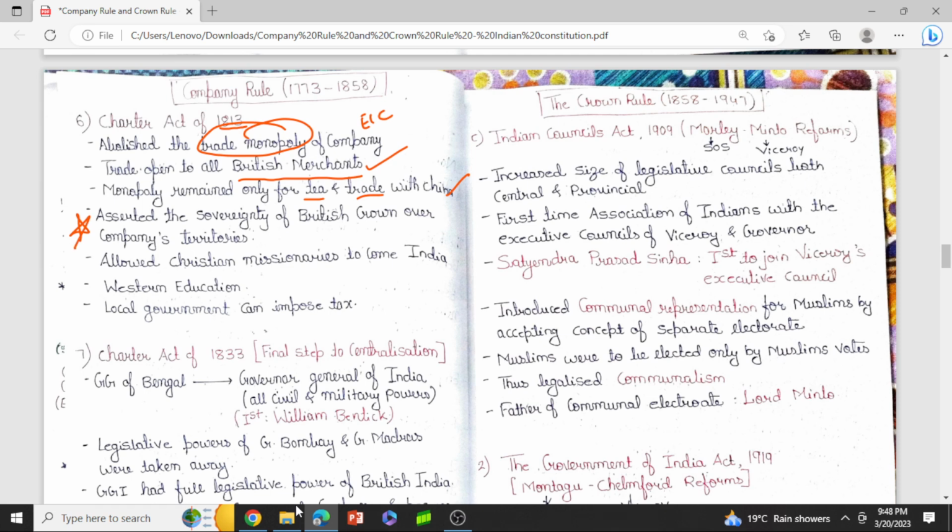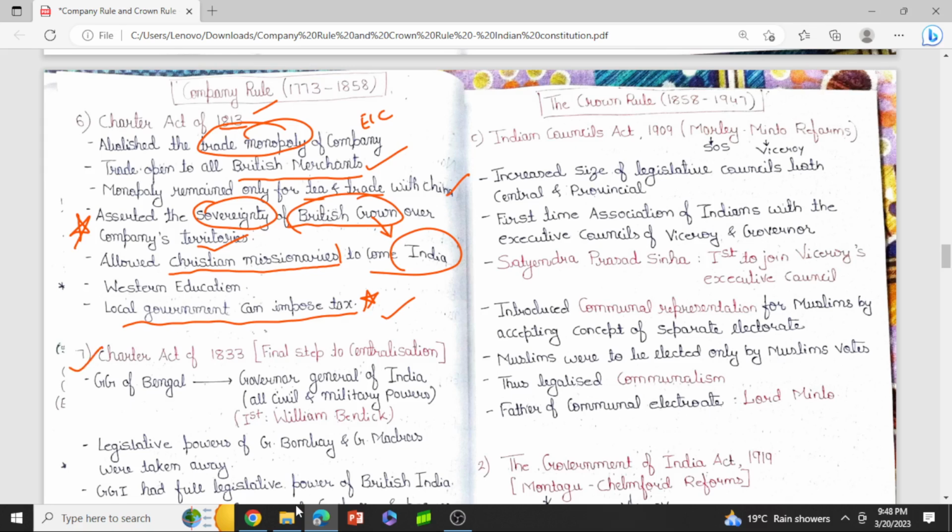This charter asserted the sovereignty of the British crown over the company's territory. Means the British crown, the British government, is having complete sovereignty, complete control over the company's territories. This allowed Christian missionaries to come to India and preach Western education. Local governments were given a right to impose tax. So this is 1831. In 1831, what you have to remember is that it abolished the trade monopoly.